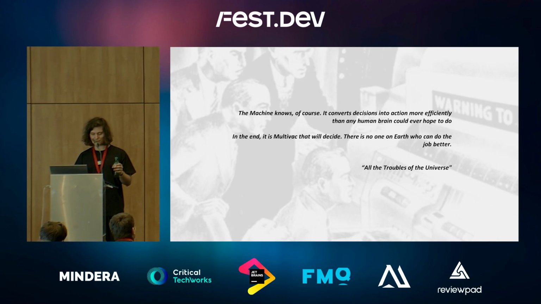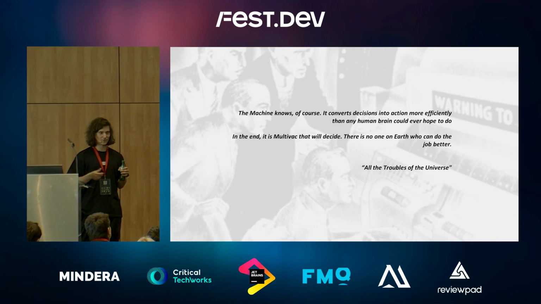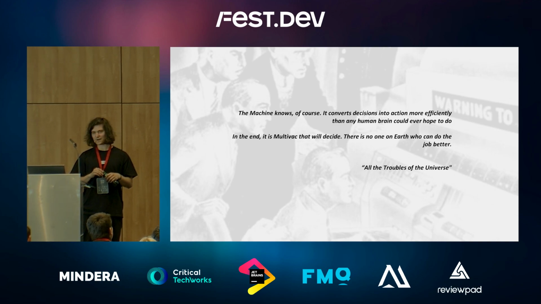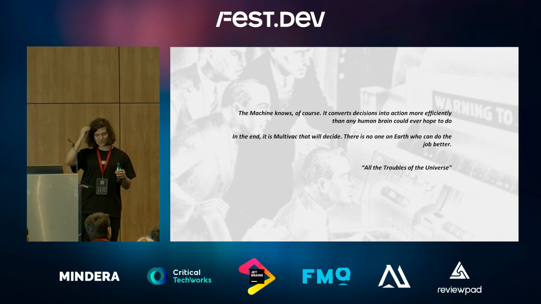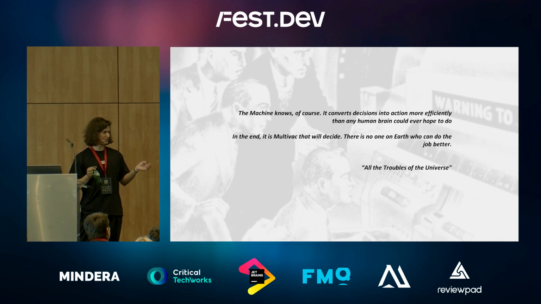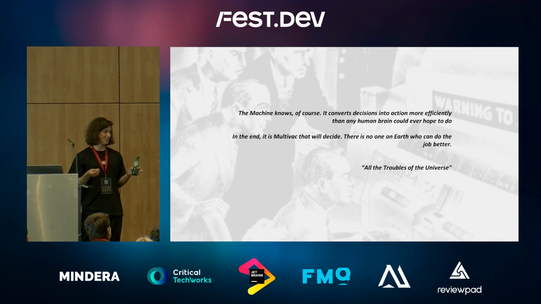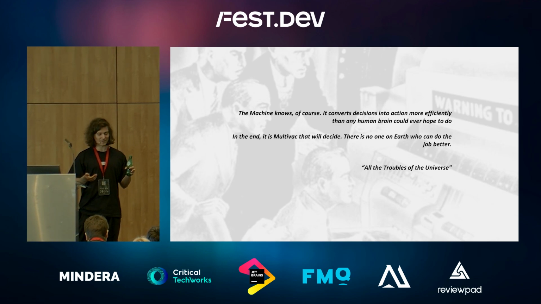So the machine knows, of course, it converts decisions into actions more efficiently than any human brain could ever hope to do. Multivac was created by Isaac Asimov about 80 years ago, and after this, Multivac could handle almost all operations. People didn't use judges and law at all. They just asked Multivac, and Multivac could say who did something. Moreover, Multivac could predict things that could happen, like someone killing someone, and it predicted it 1 year before.